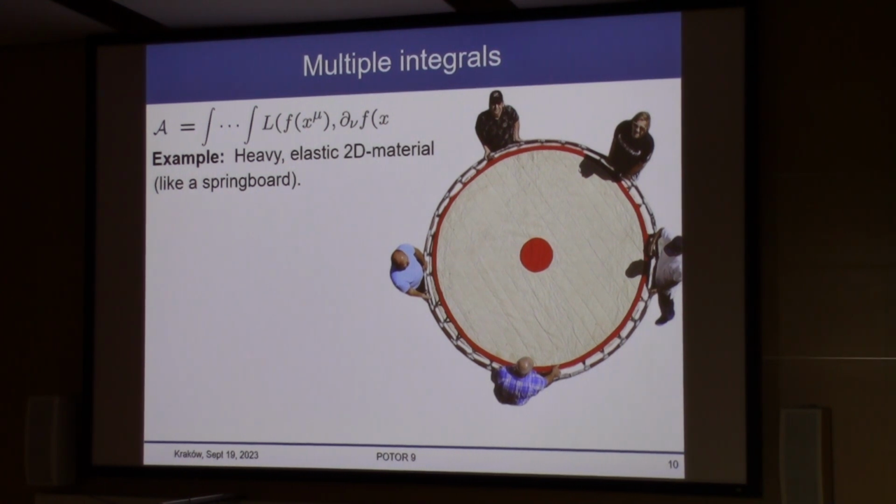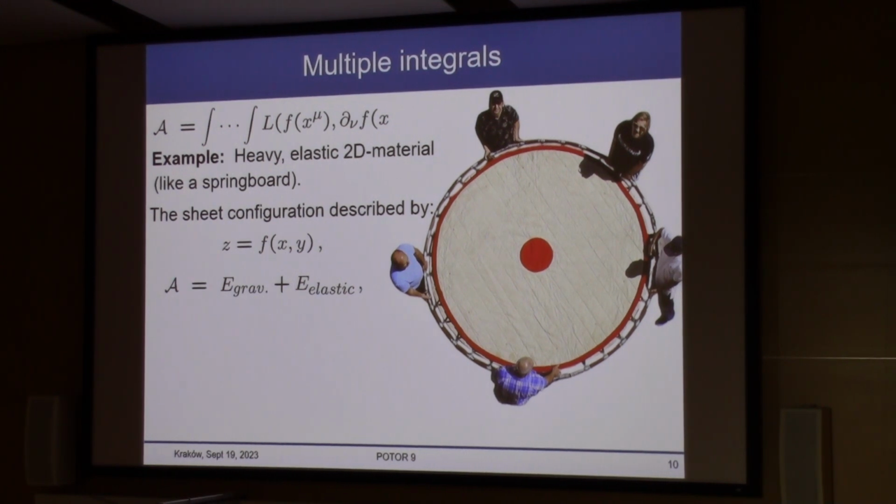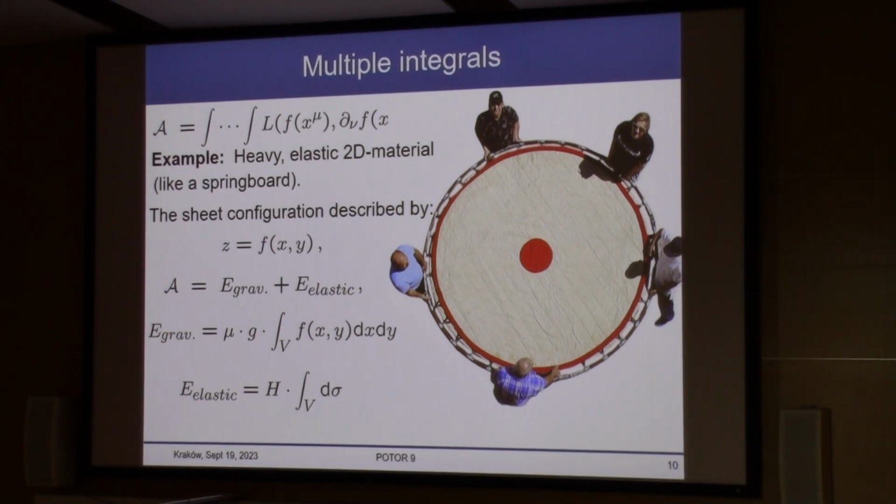Then variational problem for multi-integrals is, for example, the problem of the configuration of an elastic 2D material. So the sheet configuration is described by a single function, namely the z coordinate, depending upon 2 independent variables, and we strongly believe that the actual position of the sheet minimizes the total energy, which is the sum of gravitational energy and the elastic energy. Gravitational energy is proportional to the height, of course, whereas the elastic energy is proportional to the surface.